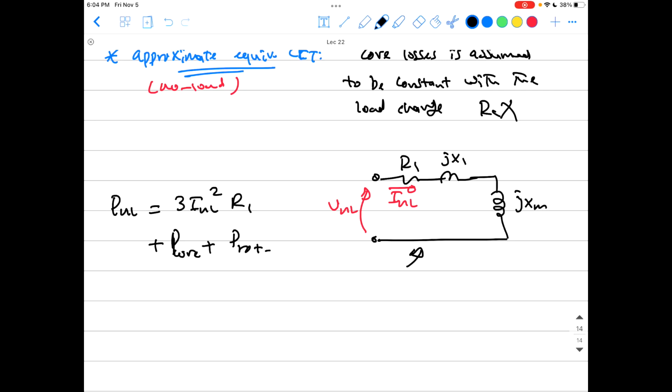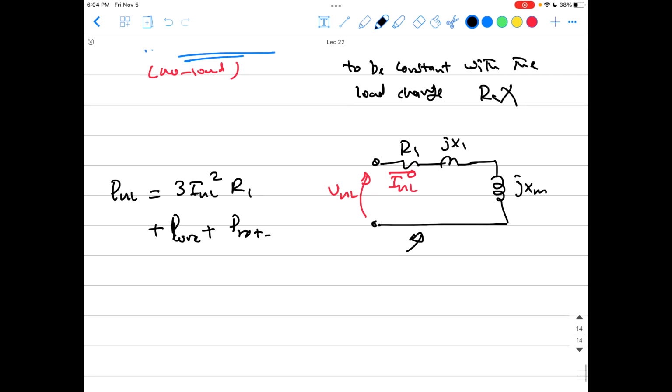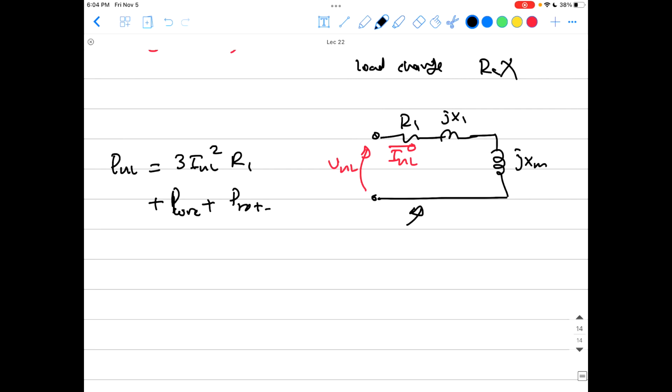Those two are not represented in the equivalent circuit here, in the approximate equivalent circuit. Okay, so we add them by hand. So P rotational and P core are not represented in the approximate equivalent circuit.